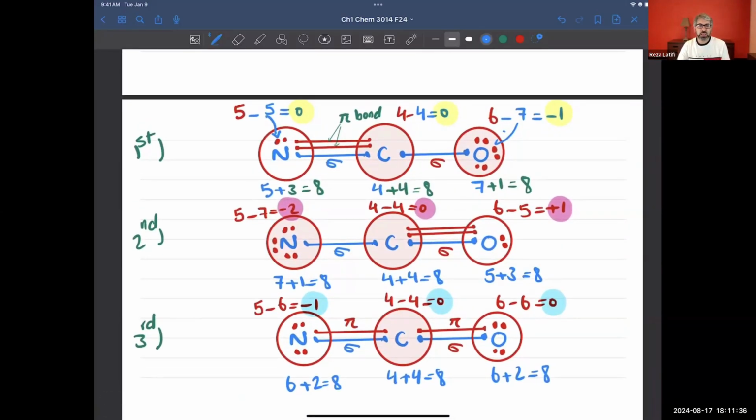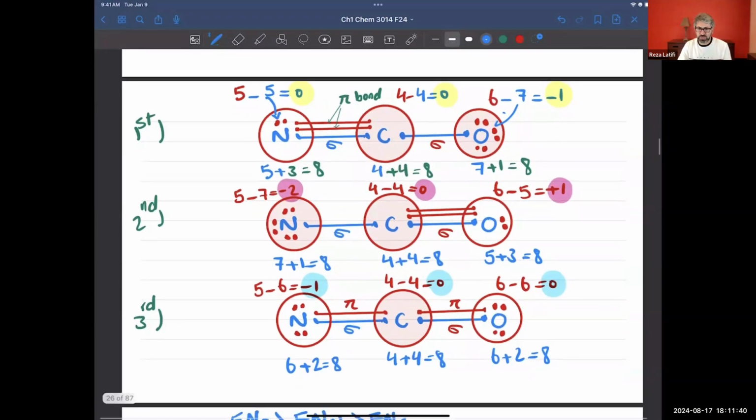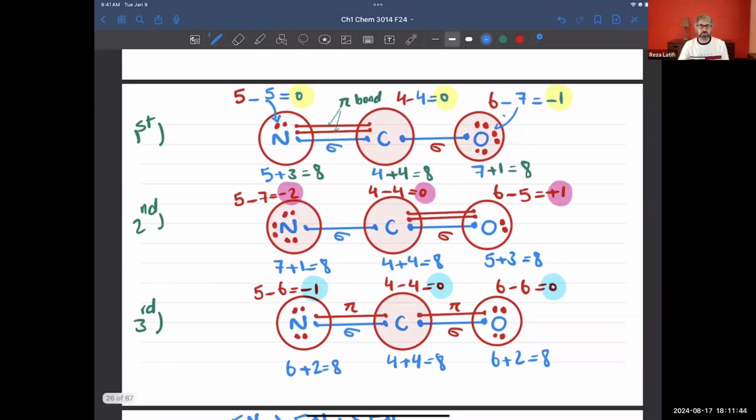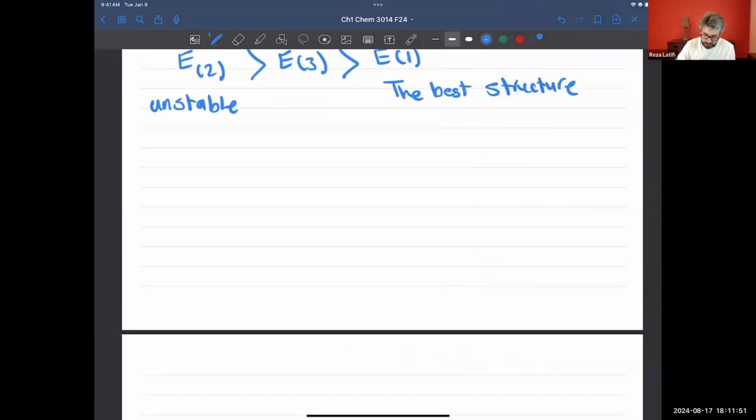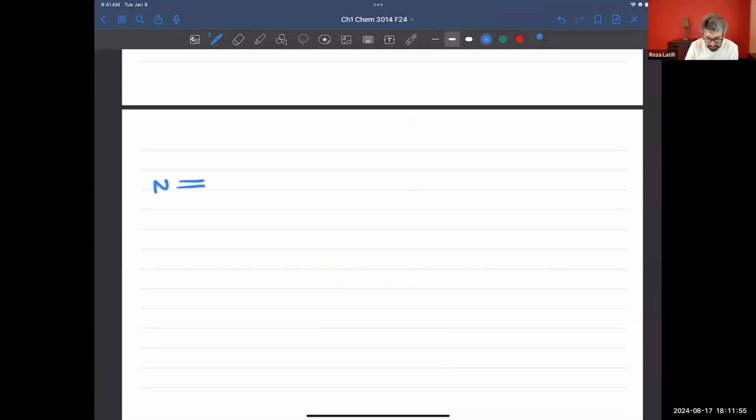So what did I get? I got 3 structures, and the difference between them is technically the position of the double or triple bond. Let's start with this one: nitrogen attached to carbon, carbon attached to oxygen. This can be transferred to a structure that has 2 lone pairs on nitrogen, a double bond between carbon and nitrogen, and a double bond between carbon and oxygen, and oxygen has 2 lone pairs.